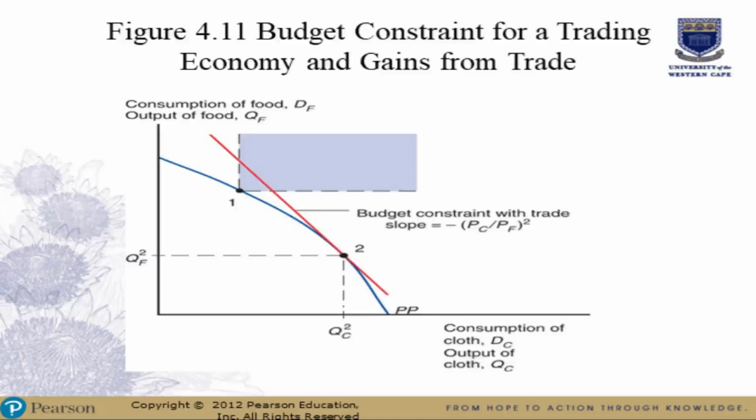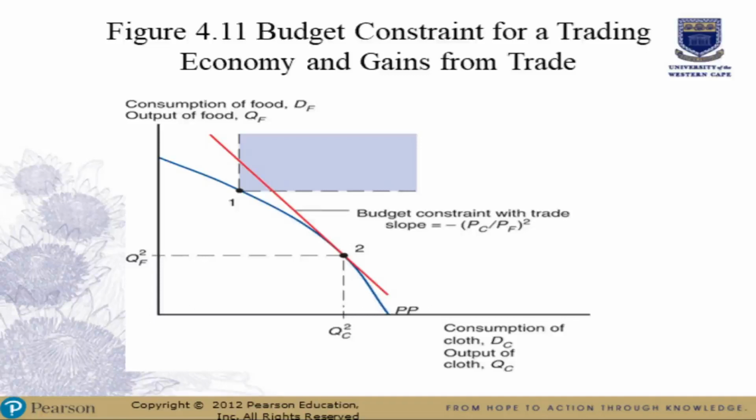Figure 411 illustrates two important features of the budget constraint for trading. Firstly, the slope of the budget constraint is equal to minus the relative price of cloth, simply showing that one unit of cloth can be exchanged on the world market for a unit of food. Secondly, the budget constraint is tangent to the production possibility curve, which shows that the economy can still afford to consume what it produces. Therefore, point 2 shows the economy's production point. The economy can choose its consumption point along its budget constraint.